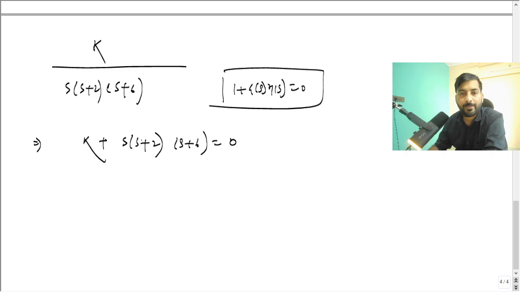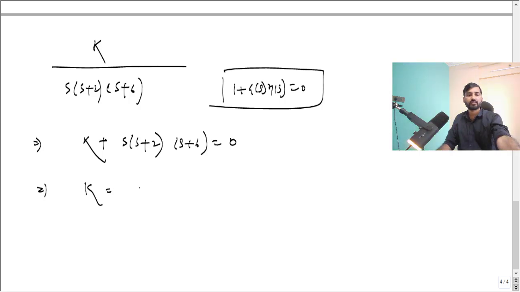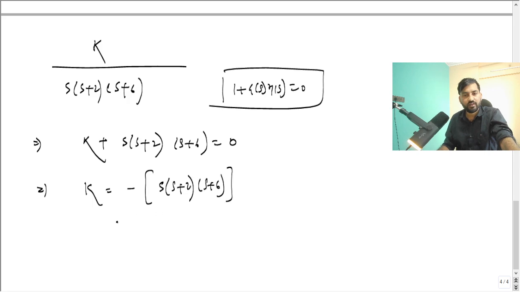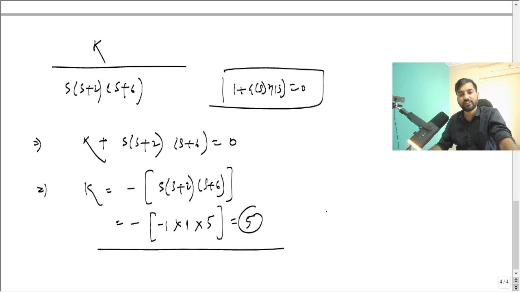Understand? Now what you can do here is evaluate this k at -1, because -1 is going to be the approximate breakaway point. So k equals minus s(s plus 2)(s plus 6): minus times -1 into (s plus 2), that is -1 plus 2 is 1 only, and then (s plus 6), that is 5. So this will give you approximately 5. So the answer for this question is going to be 5.0.